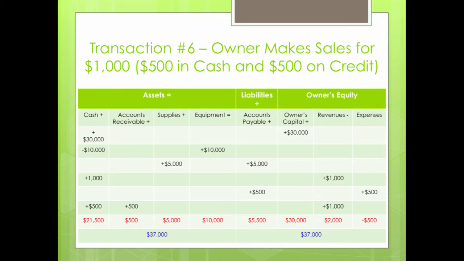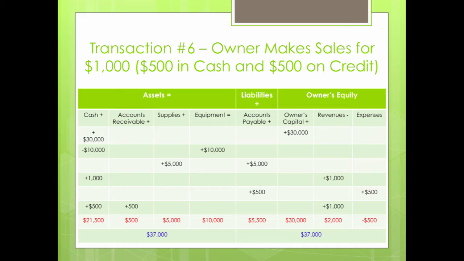So, transaction number 6. The owner makes sales for $1,000, and out of that $1,000, $500 was in cash and $500 was on credit. Here we have 3 keywords: sales, cash, and credit. And since we have 3 keywords, guess what? We're going to have 3 accounts that are affected by this.